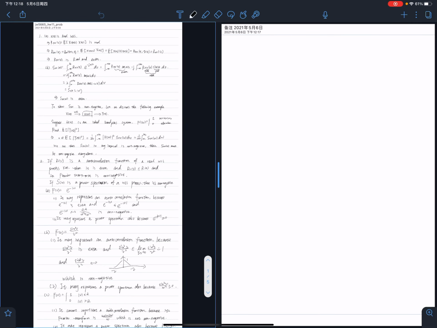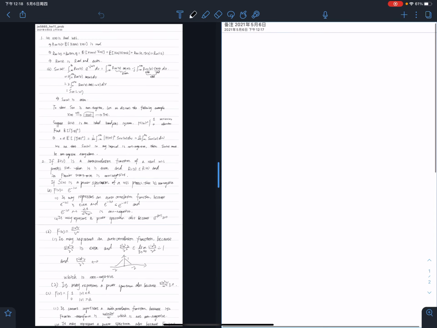Hello everyone, here is the solution for problem 1 in homework 11. For this problem, we know that there is a stochastic process x(t), which is a WSS process, and we know that the autocorrelation of process x(t) is denoted by Rx(tau), and the power spectral density is denoted as Sxx(omega). Firstly, we want to show that the autocorrelation is not only real but also even.